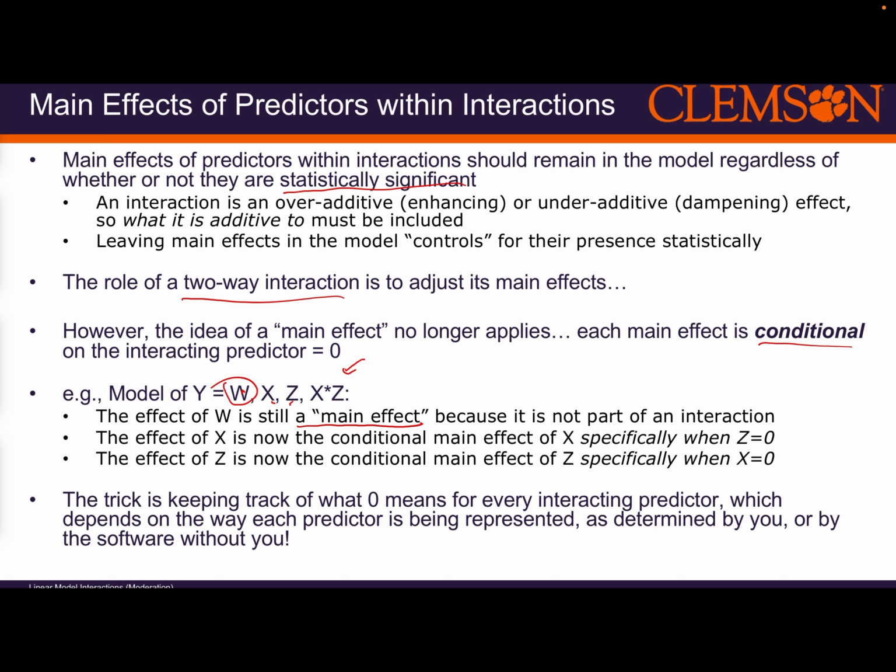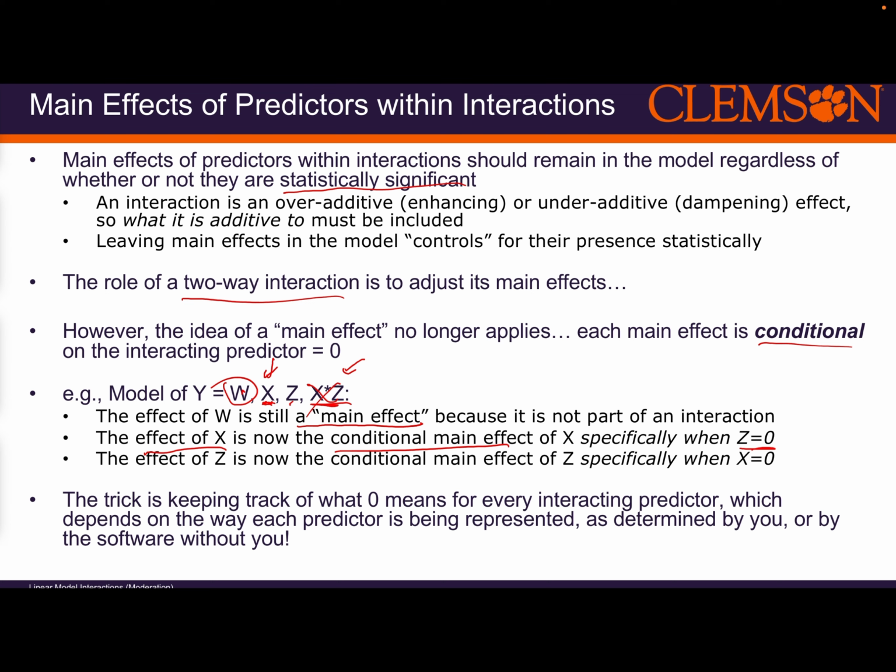However, the effect of x shows up here. X is predicting y by itself and is part of the product with z. So the true main effect of x has to be when the influence of z is now gone, right? We have to basically make z 0 to eliminate this part of the x by z product. So the main effect of x is now called the conditional main effect, right? Specifically when z equals 0.